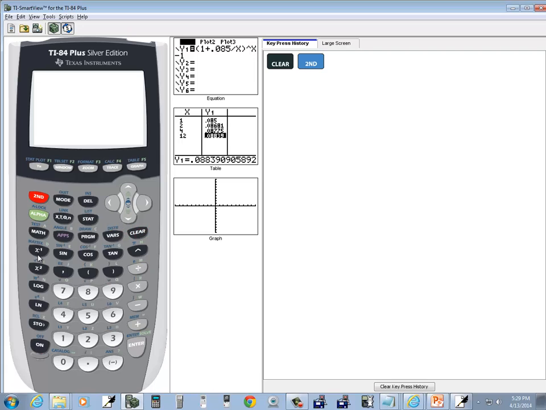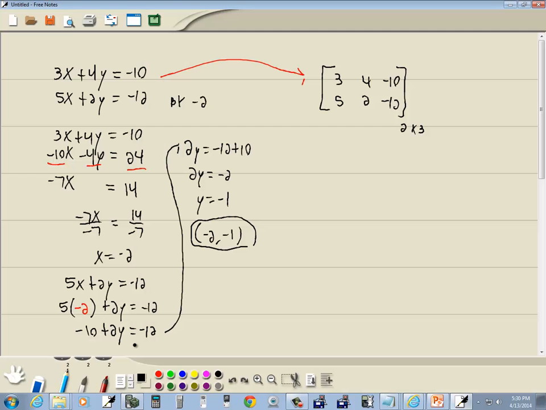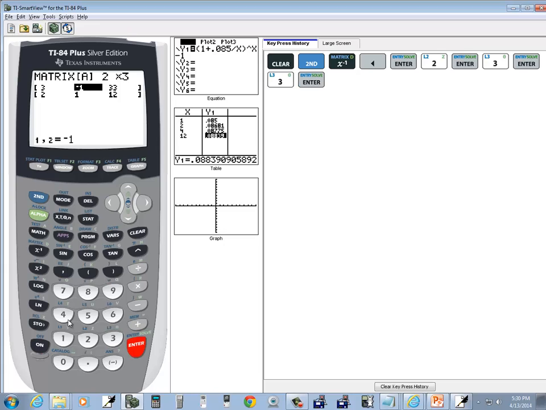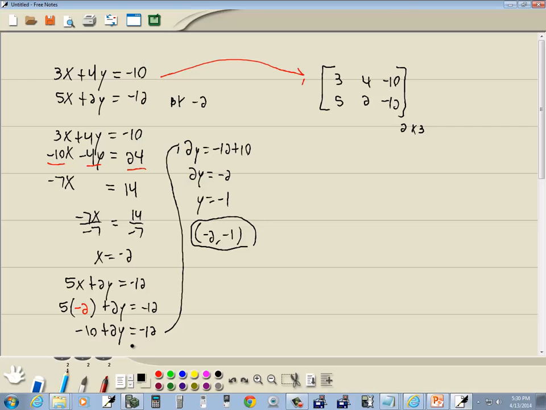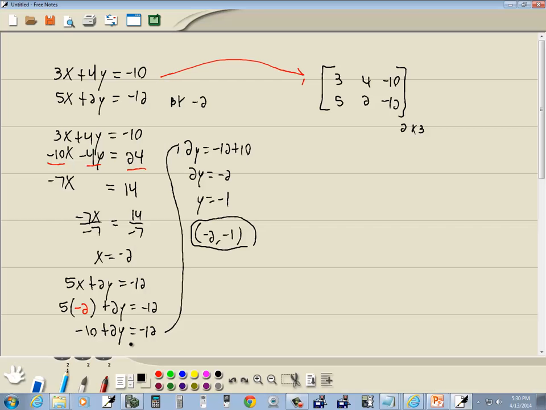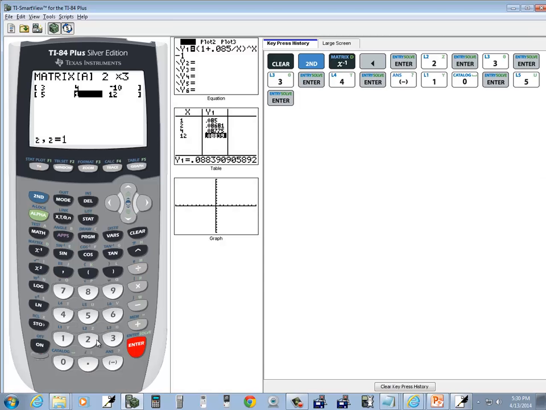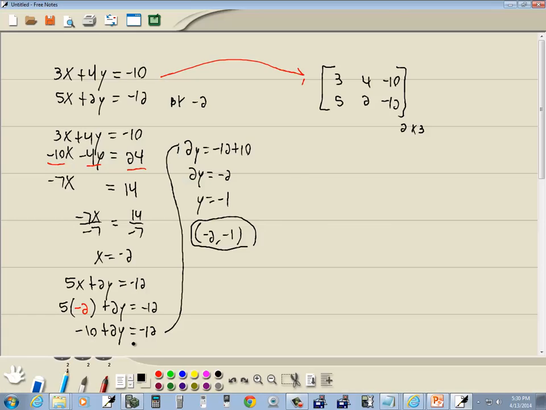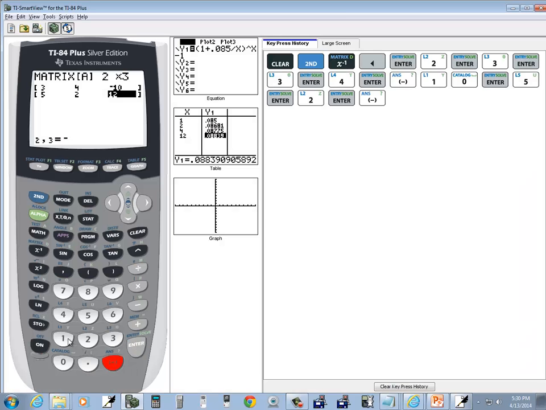Let's see, I'll do second x negative 1. Go over to edit. So I left arrowed over and press enter on A. Rows by columns, so 2 enter, 3 enter. And I'll type in each number pressing enter after each one. So 3 enter, 4 enter, negative 10 enter, 5 enter, 2 enter, and negative 12 enter.